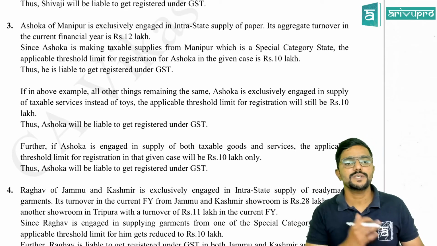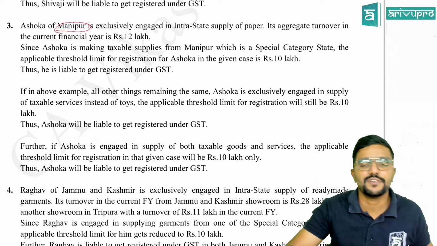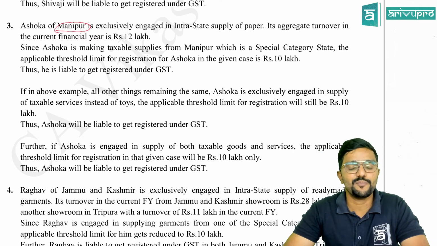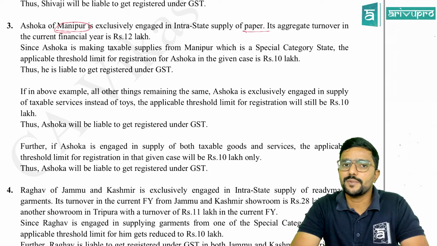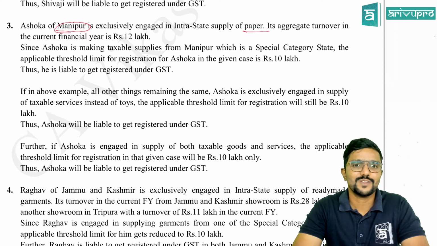Next, third one, Ashoka of Manipur, special category state for GST, is exclusively engaged in intra-state supply of paper. So paper is a goods, but is the threshold limit of 40 lakh applicable for you? No, because out of the 10 states which are excluded from the notification, one of the states is Manipur. All the 4 special category states are excluded actually from the notification. Okay. Its aggregate turnover in the current financial year is 12 lakh.